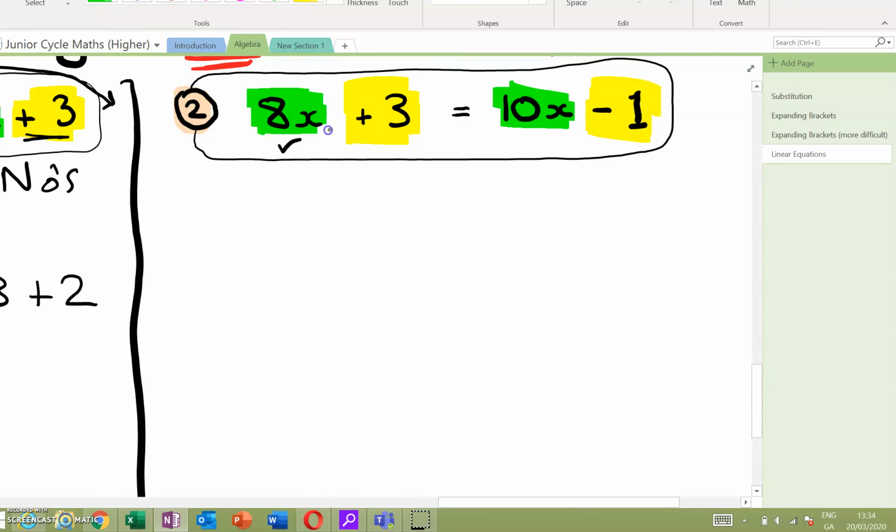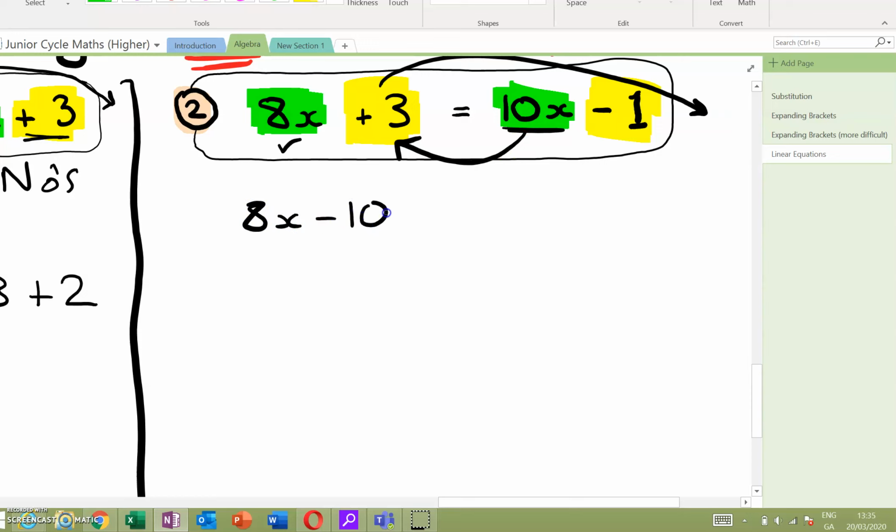Now that's in the right place. That needs to move, doesn't it? That needs to move over here. And this has to move in there. So they're the things we have to move. We have to get x's on the left, numbers on the right. So the 8x is okay where it is, but we have to move that 10x. And what's it going to become? It's going to become a minus 10x.